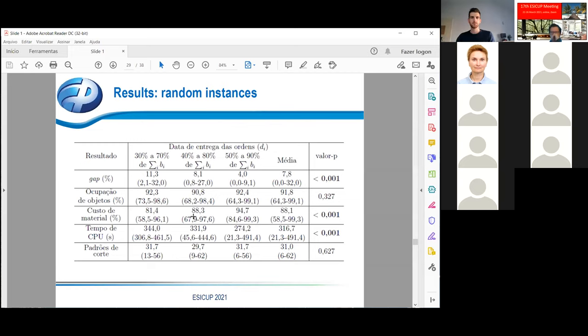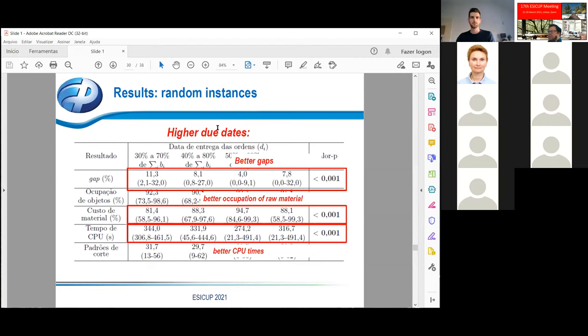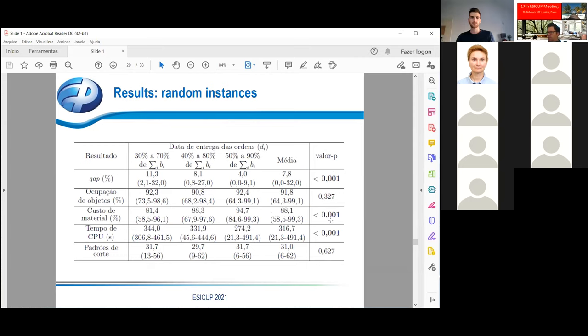Analyzing each of the parameters isolated, we can see here the tightness of due dates and a statistical analysis using analysis of variance. We can see that looser due dates make better gaps because it's easier to accommodate the tardiness costs. We have better occupation of raw material because tardiness is not pressing for using worse cutting patterns, and we have better CPU times. So that was expected: when it is more difficult to meet due dates, it is more difficult to make better solutions. Those were the results that were statistically significant.